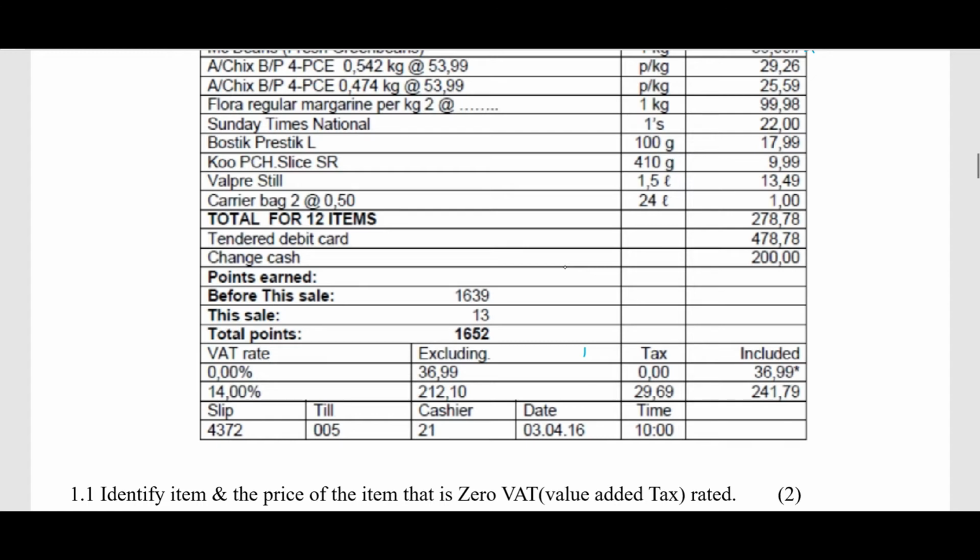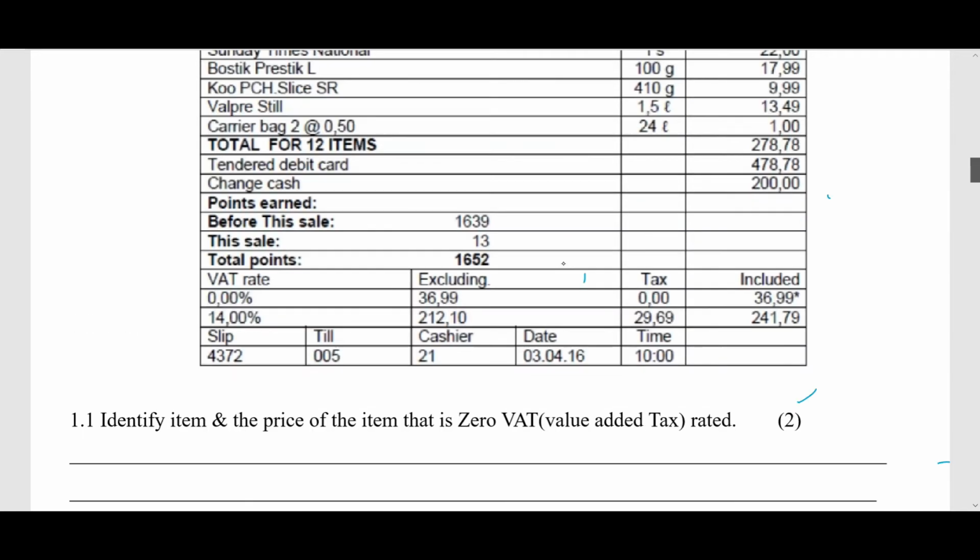So we go back to our question, right? Now our first question is saying identify the item and the price of an item that is zero VAT rated, right? So now read questions very clearly. Do not read with a rush. So make sure you have patience when reading your questions, right? So now they are asking us to identify the item and the price. So make sure you read with understanding. They want the name of the item and as well the price of the item.